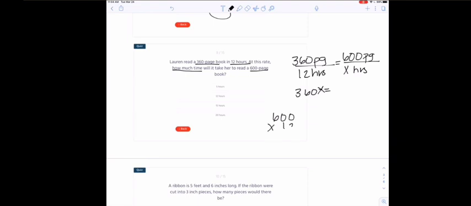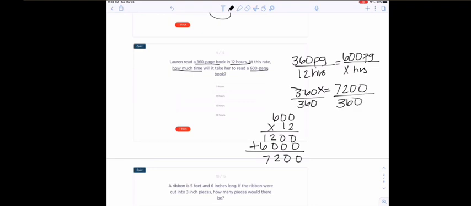12 times 600, let's do the math. 2 times 0, 0, 2 times 0, 0, 2 times 6 is 12. Placeholder 0. 1 times 0, 0, 1 times 0, 0, 1 times 6 is 6. So we get 7200. Now I'm going to divide by 360 so I can get the x by itself. And when I do that, I get to eliminate a 0. So now I'm going to do 720 divided by 36.